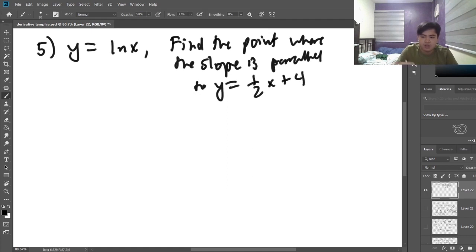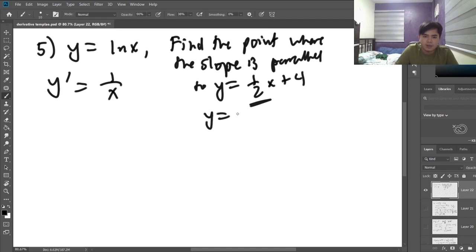So we're trying to find the slope here, and the derivative is the slope, so we just have to find the derivative first. Let's find the derivative of this. y prime is equal to the derivative of ln x, which is just 1 over x, as we talked about earlier. And so that is the derivative, that is the slope function.